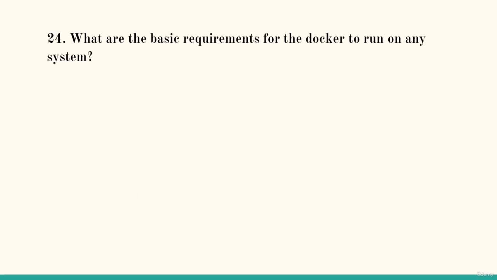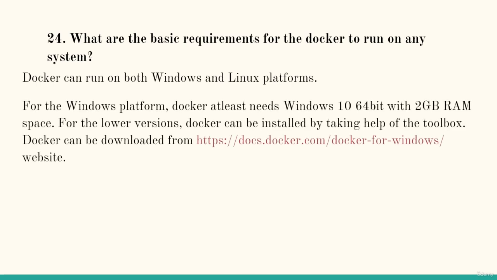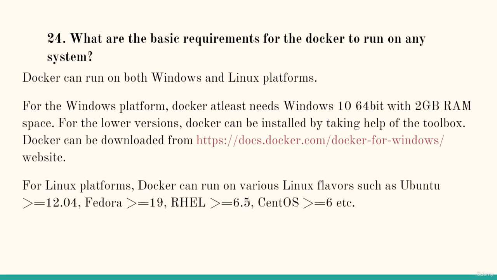What are the basic requirements for Docker to be run on any system? Docker can run on both Windows and Linux platforms. For Windows, Docker at least needs Windows 10, 64-bit with 2 GB RAM space. For the lower versions, Docker can be installed by taking help of the Toolbox. Docker can be downloaded from the official documentation of the Docker website. But for Linux, Docker can be run on various Linux flavors such as Ubuntu, Fedora, Red Hat, CentOS, etc.